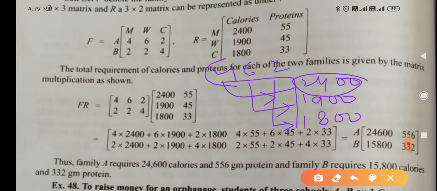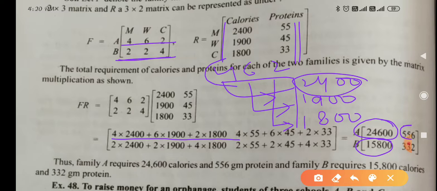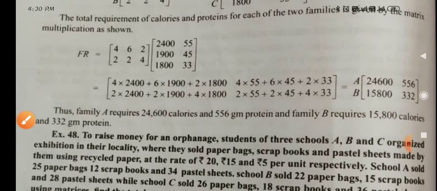Now you can see this multiplication is coming because in between a plus comes. So the total calories by family A is coming. In the same way, when you multiply first row by second column, then the total protein by family A is coming. If you multiply second row by first column, you are going to get the total calories by family B, and second row and second column gives the total proteins by family B. So like this you are getting a 2 by 2 matrix.